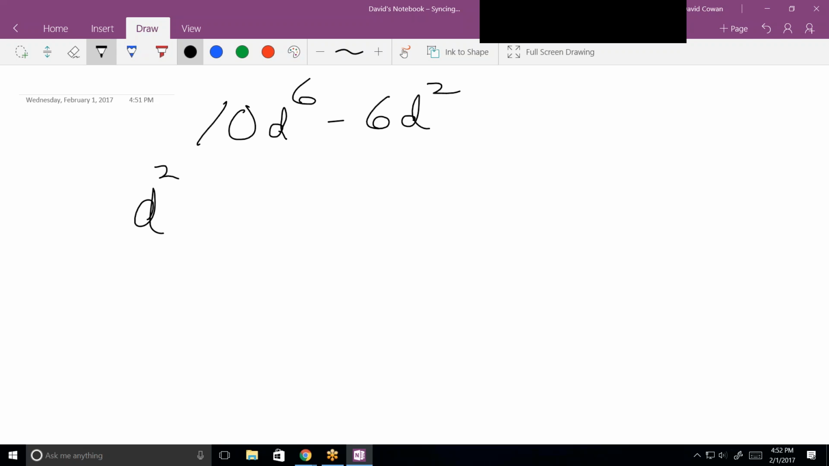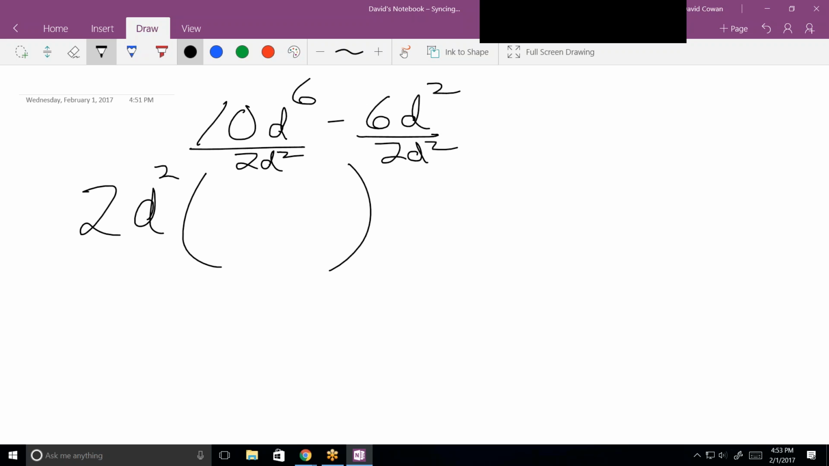6? No, 6 doesn't go into 10. What's the biggest number that divides into 10 and 6 evenly? 2. If you're dealing with even numbers, they can always each be divided by 2. So that's my greatest common factor. Now, what's left over? You get what's left over by dividing each term by that greatest common factor. Just go ahead and do that division, and whatever you get goes here. What's 10d to the 6 divided by 2d squared?